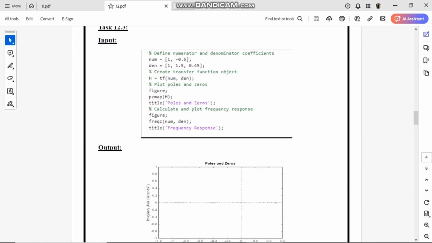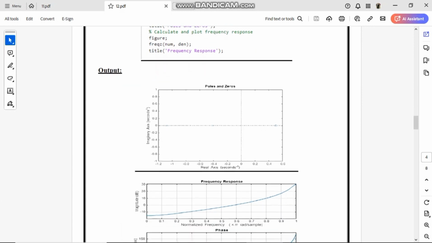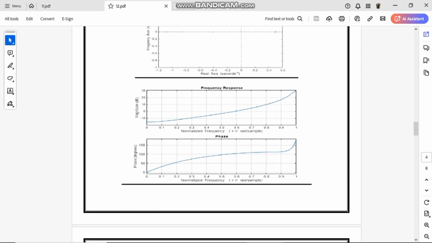Title is frequency response. This one is our output. The poles and zeros have been plotted, and here is the frequency response and the phase. It is starting from here and terminating here, starting from here and terminating here.